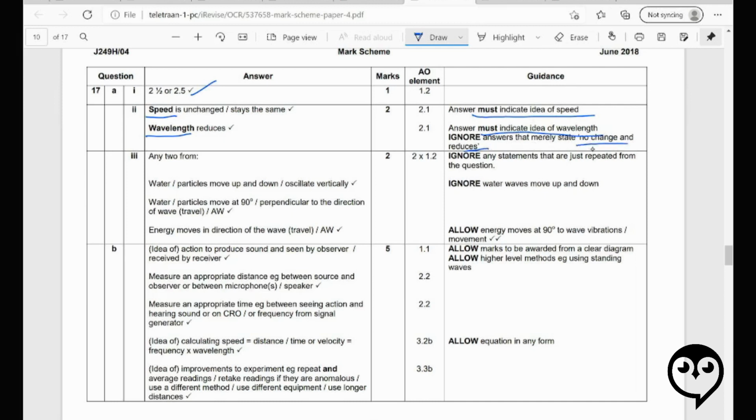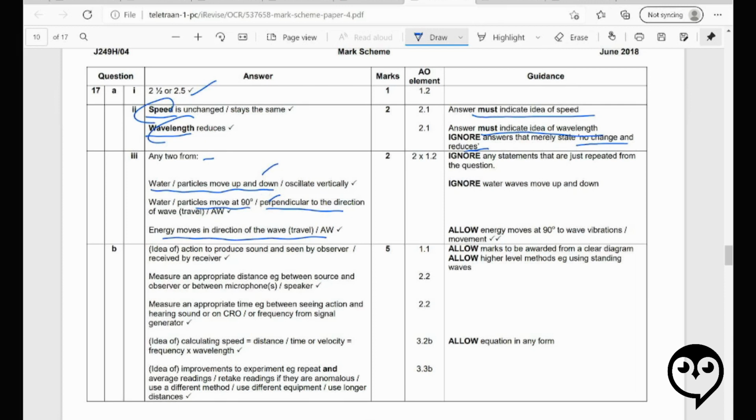You have to say which is matched up with which. Use your terminology. Okay, and then this part's about the water waves. The water particles move up and down. They move 90 degrees perpendicular to the direction of the travel. Okay, so that's what we had said, and then energy moves in the direction. All right, now any 2 of those points, which I think we got.